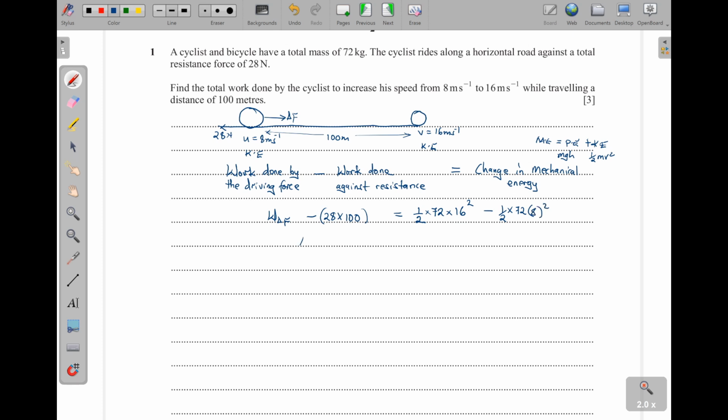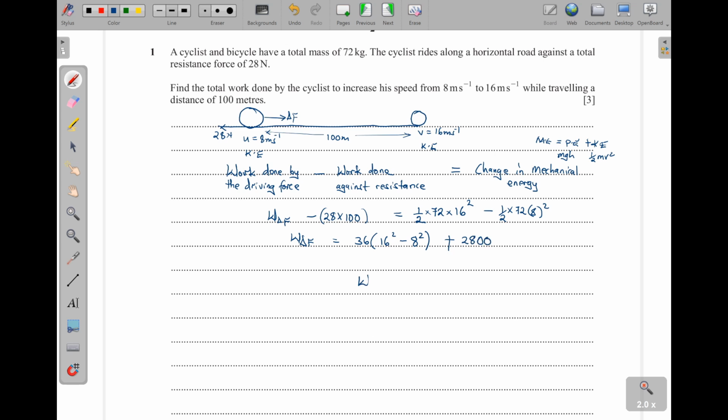So the work done by the driving force is equal to: a half of 72 is 36, and then 16 squared, which is 256, and then we also have 8 squared. This 36 is common, and whatever is happening, you just put in the calculator to get the values. Then I can bring this one this side, then it becomes plus 2800.